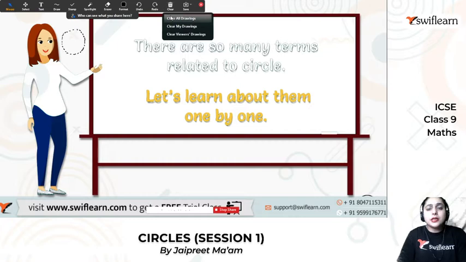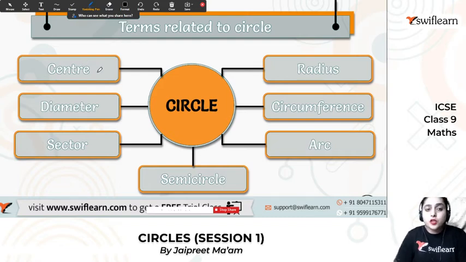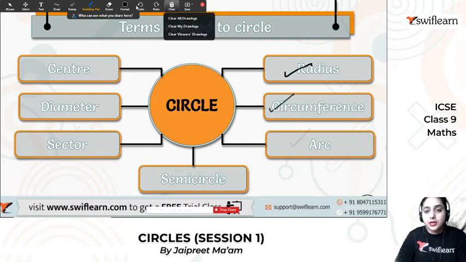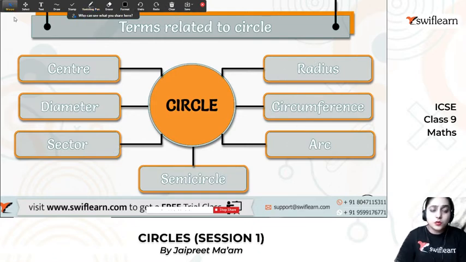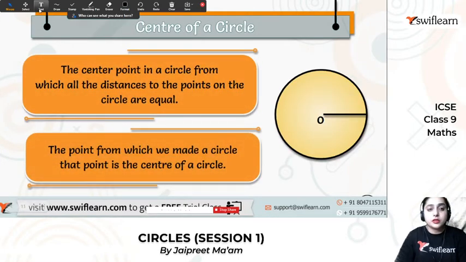So there are so many terms related to the circle. Let's have a look one by one and let's learn them in detail. So we have center, diameter, sector, semicircle, arc, circumference, radius. So let's learn these terms one by one. So first of all, we will define what is the center of a circle.